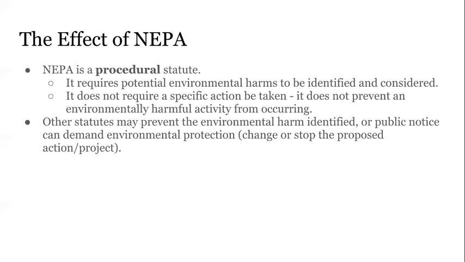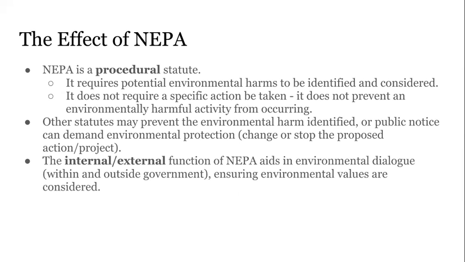So there may be other statutes that may prevent the environmental harm identified, or the public notice and comment, where you're constantly informing the public along the way, can demand environmental protection, change or stop the project. That's a political process. That's just public outrage. So you may, by informing the public, get them riled up to the point where they say, I don't care if you can still do this and you haven't violated any other environmental law in doing it, we simply don't want this done anymore. And that may have an effect on moving the project forward. But NEPA itself does not require a specific outcome.